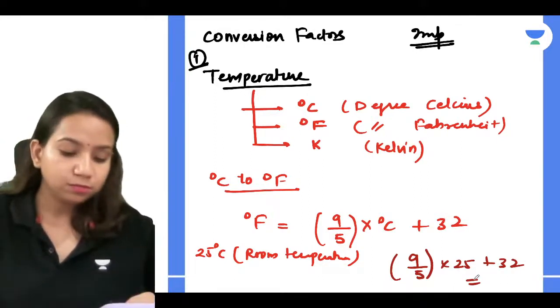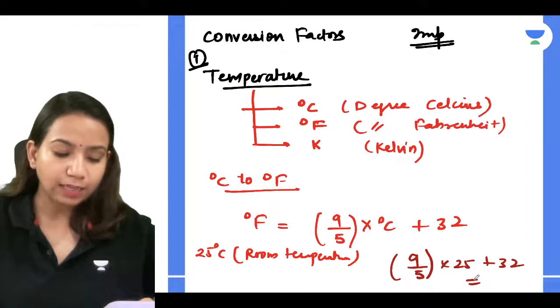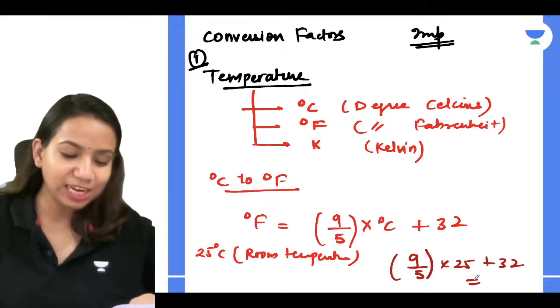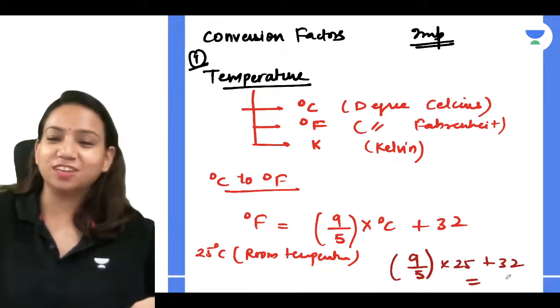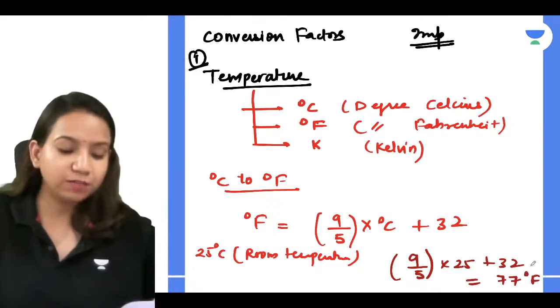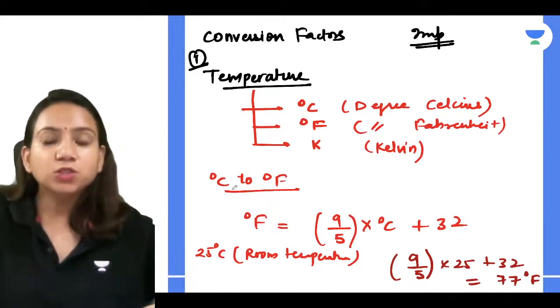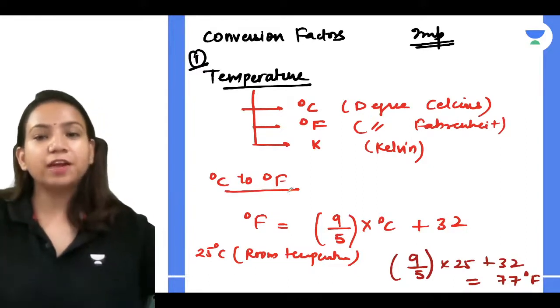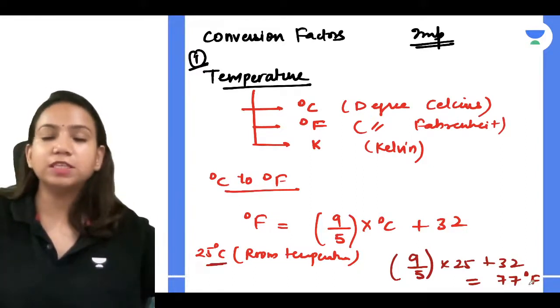It will be not 7. I think you missed 7. Akshay, yes. Very good. 77. So 77 degree Fahrenheit. So degree Celsius, 25 degree. Very good, Ridhima. So 25 degree Celsius means 77 degree Fahrenheit.